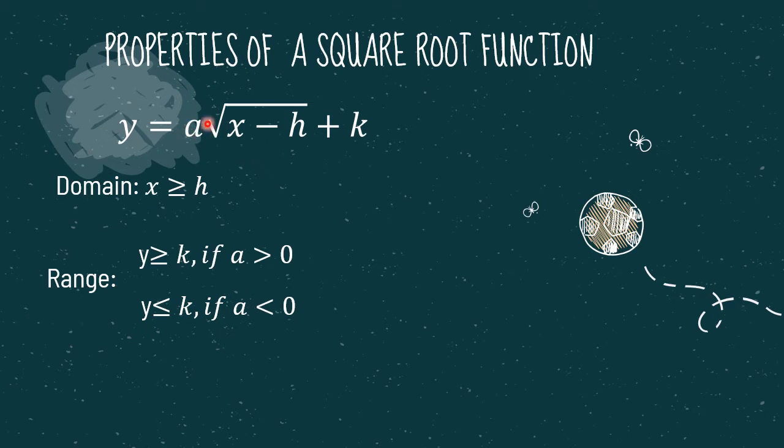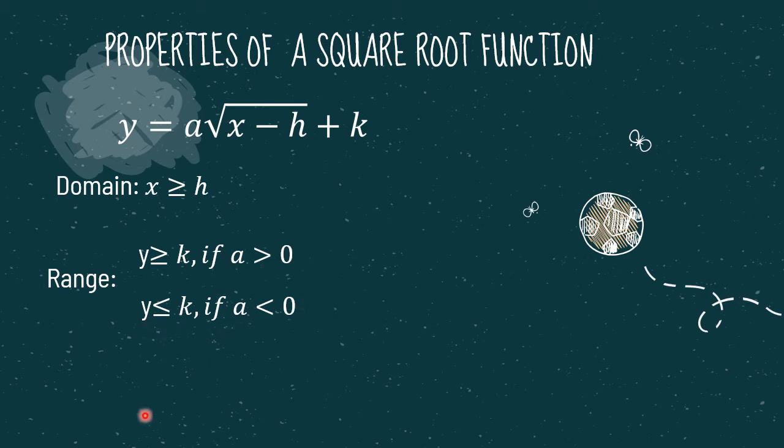So if the value of a is greater than 0, the range is going to be y greater than or equal to k. But if it happens that the value of a is less than 0, the graph is reflected across the x-axis. What is going to happen with the range is that the y values are going to be less than or equal to k.